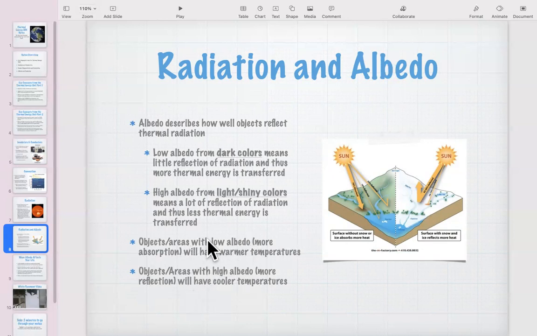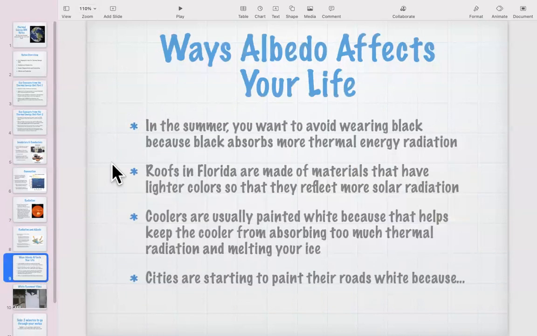And we're going to talk about in just a second areas that have low albedo, such as cities, where a lot of things are dark colored buildings and streets. We have issues in cities where they get really, really high temperatures in the summer that become unsafe. And we need to start coming up with ideas to increase that albedo or increase the reflection. So just some ways that albedo affects your life.